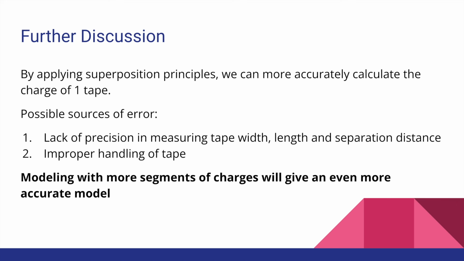Some possible sources of error from Lab 1 come from our distance value calculated. For example, we have the lack of precision in measuring the tape width, length, and separation distance, which can affect our calculated charge values, as well as the improper handling of tape, where if we touch the tape too much, we can transfer charges between our hands and the tape. In further experiments, we can model this with even more segments of charge, which is going to give us an even more accurate model and allow us to calculate a more accurate charge value.